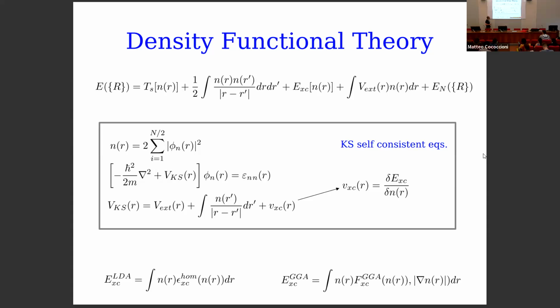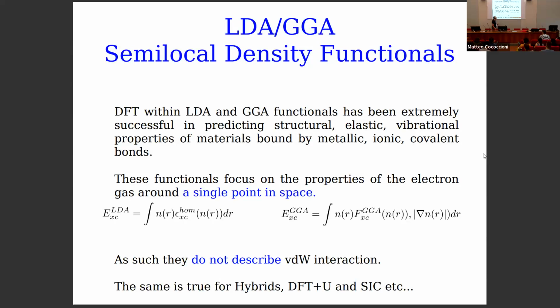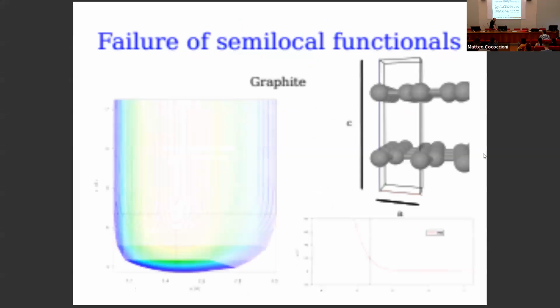And in LDA, we write the energy as a local functional, so we concentrate on what happens around one point. In GGA, we do it with a more complicated kernel, but it's always concentrated around one single point. Therefore, since they focus on a single point, they are not able to describe van der Waals because it is a truly non-local effect. One can show that even hybrids or Hartree-Fock do not describe this kind of non-local interaction.